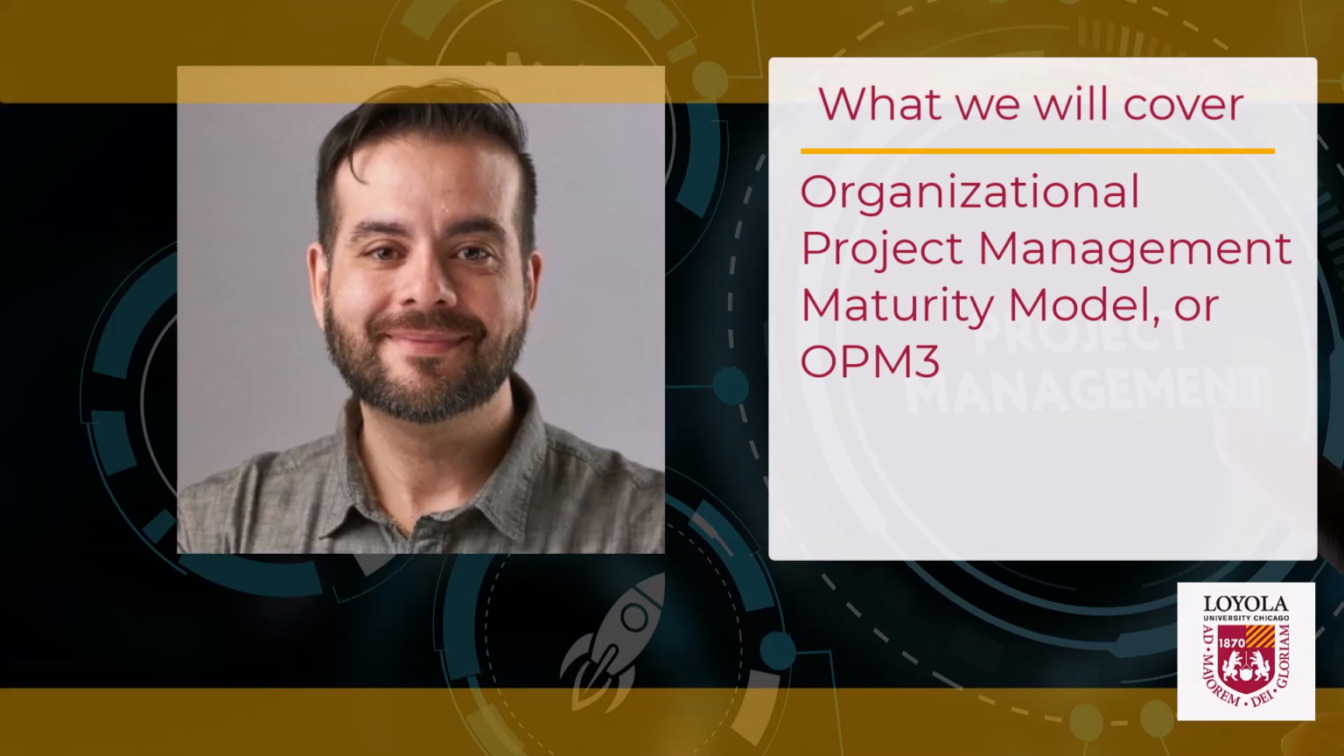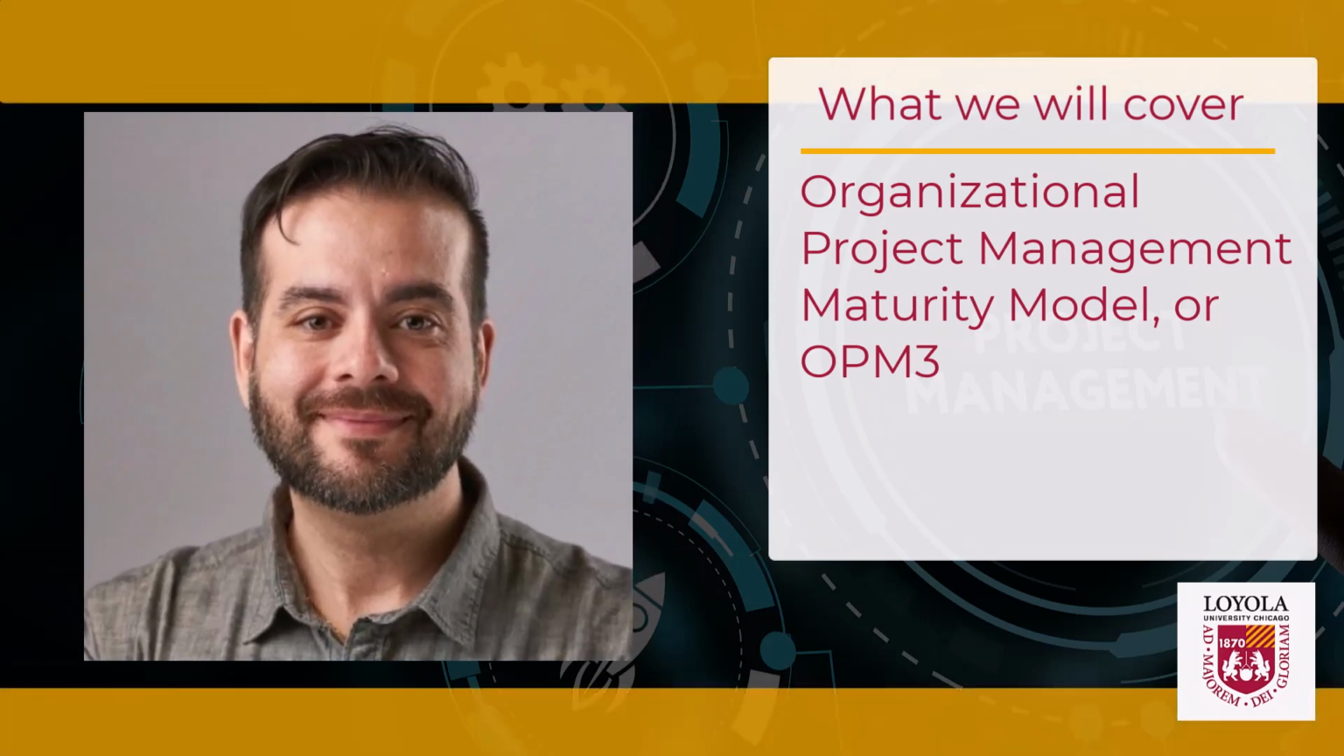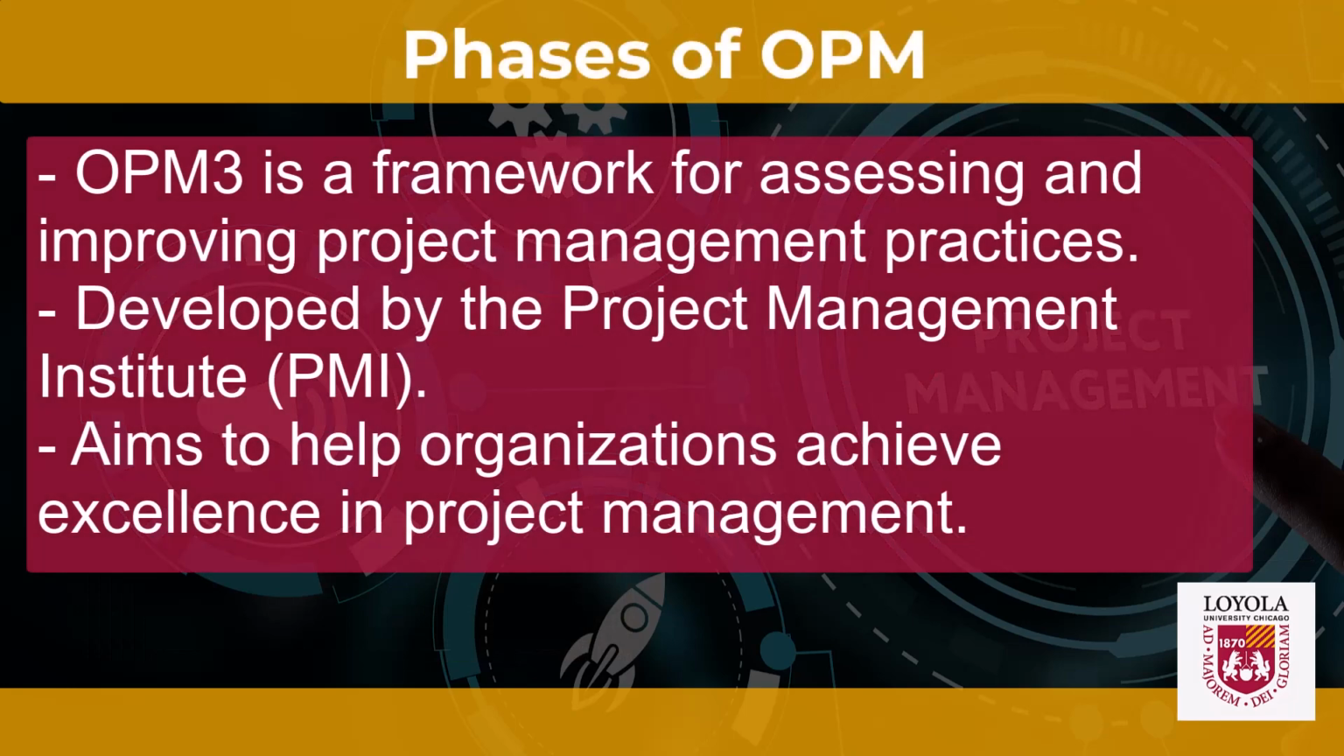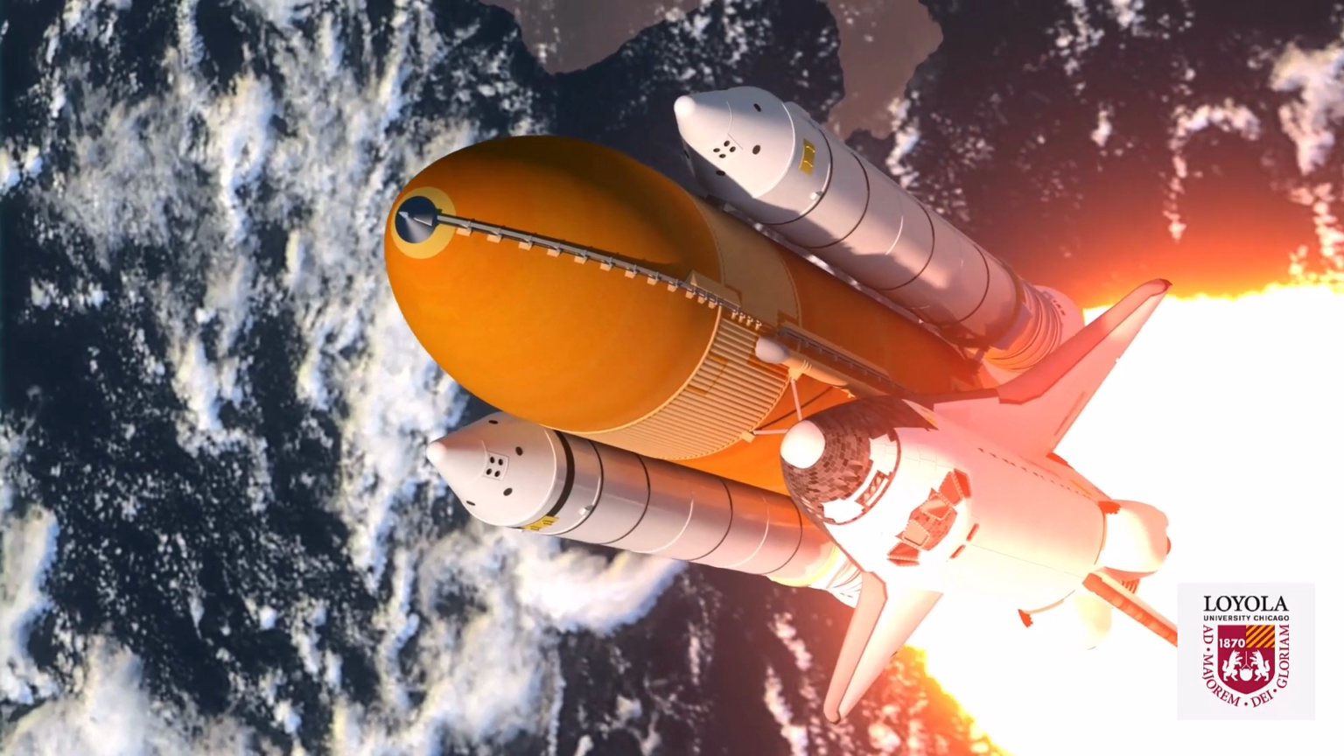Today we have an exciting topic to discuss and elaborate on, and that's OPM3. Now I know we talked about organizational project management in the last video. This has to do with the Organizational Project Management Maturity Model, or as I mentioned, OPM3. Before we get into the details, let's start with the basics. OPM3 is a framework developed by the Project Management Institute, or PMI, to assess and improve an organization's project management practices. It's like a roadmap for organizations to reach the pinnacle of project management excellence.